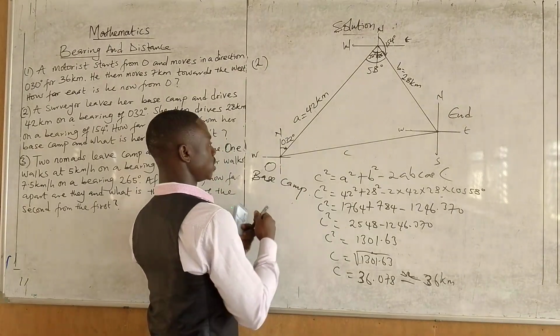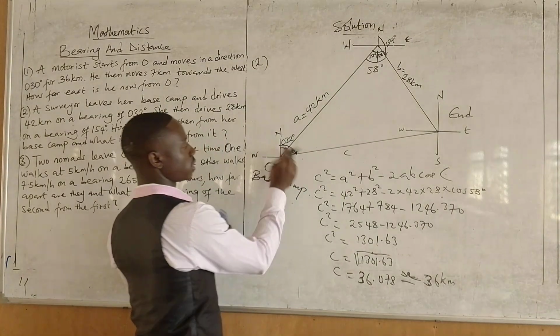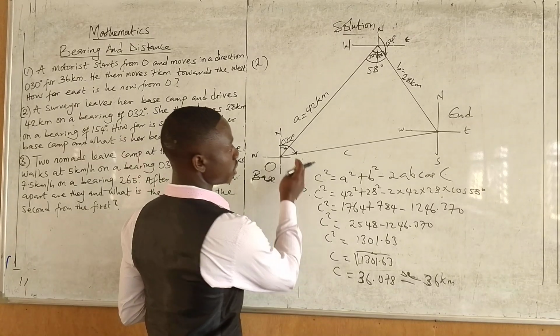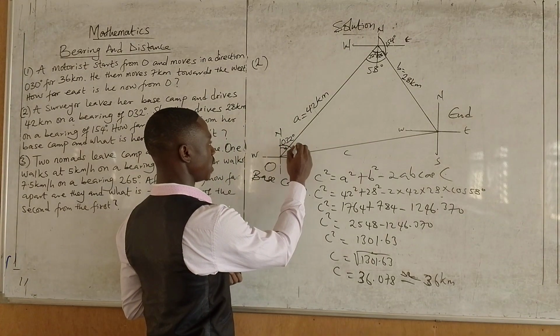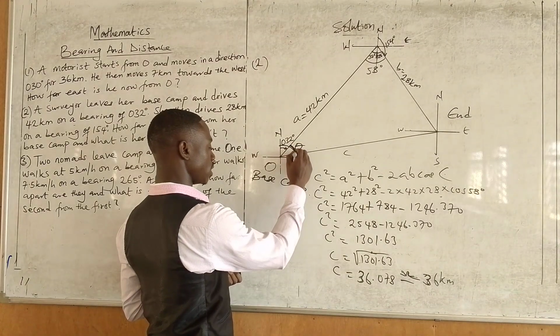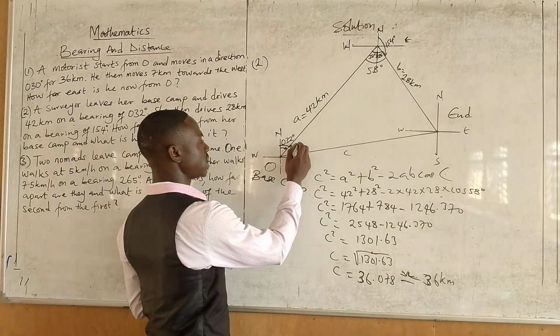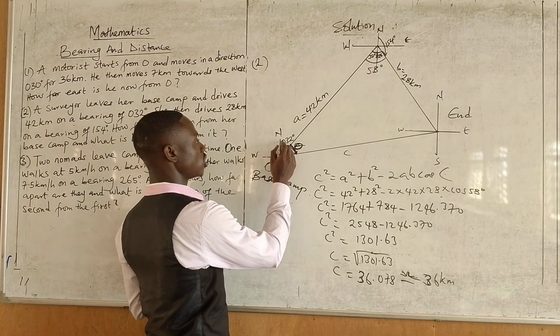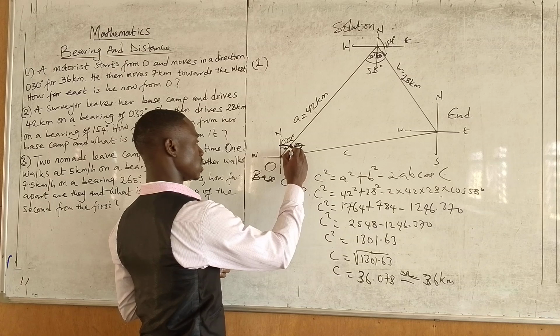So from here now, the angle from the north to this place. This is the angle we are looking for, from here to here. And how do we get this angle? I need theta. From here to here is theta. If I can get theta, then you add it to what? To 32. Once we add it to 32, we've gotten the whole of this angle.